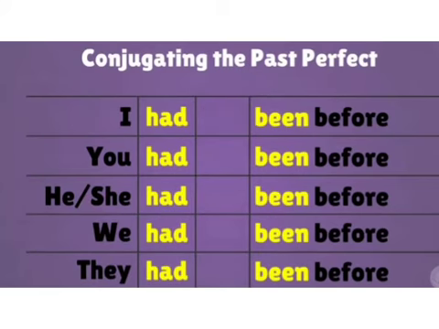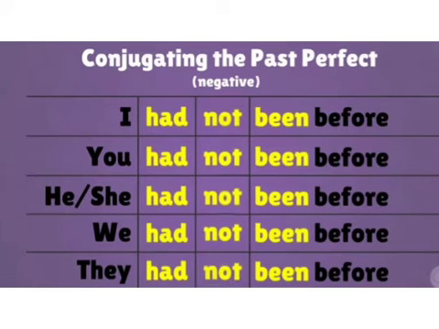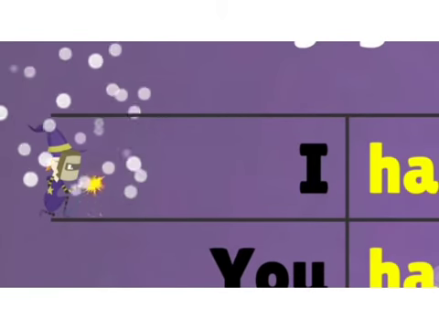Now let's consider the tabular column. I had, what will come in between? Not. Yes, I had not been there before. You had not been before. Next one, he had not been before. She had not been before. And next one, we had not been before. And the next one is they had not been before. So be is a basic verb, auxiliary verb, and been is the past participle of it.